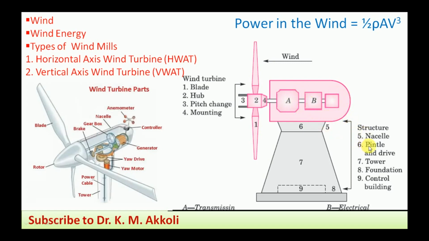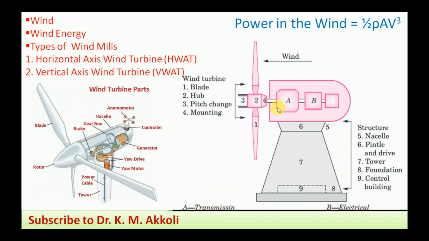Then the sixth one is the pintle, which supports the nacelle on the tower. Then pintle and drive. The seventh one is the tower, the eighth one is the foundation, and the control building is the ninth one. Here there are two parts, again divided: A is the transmission, and B is electrical.